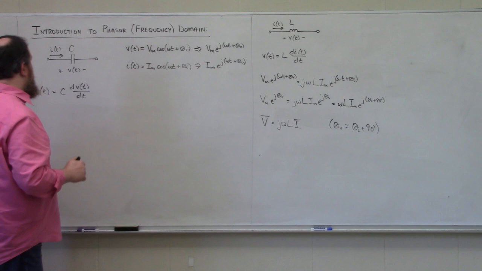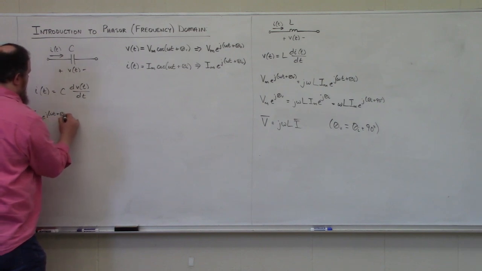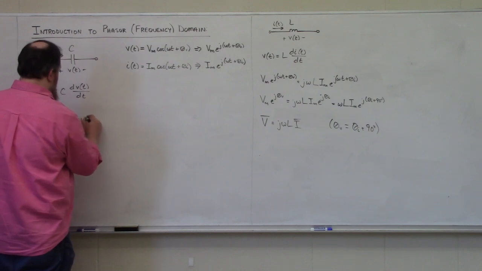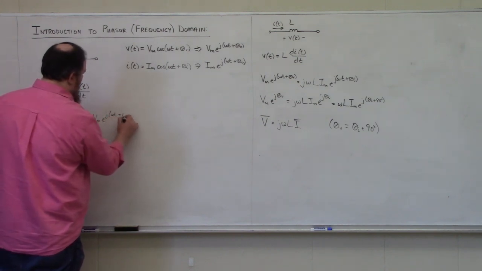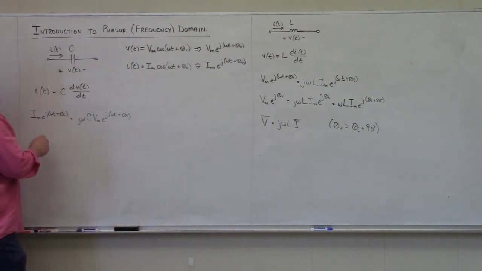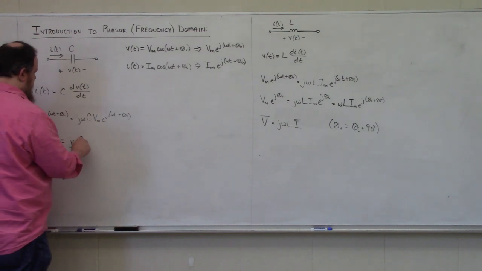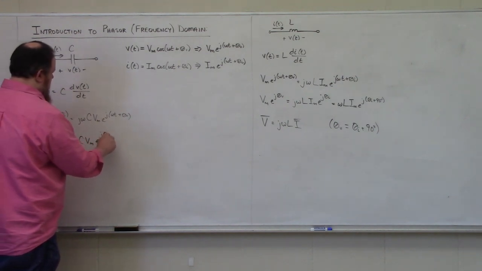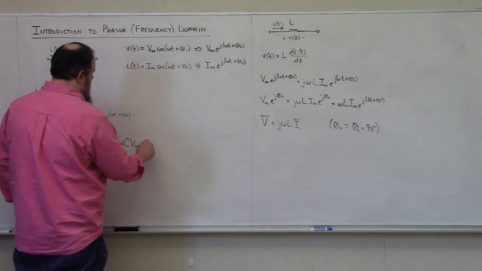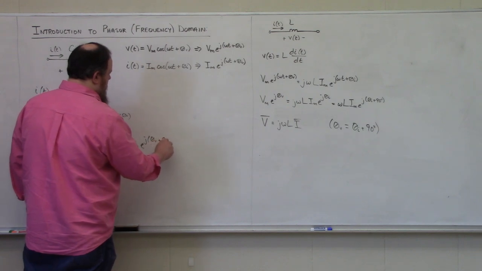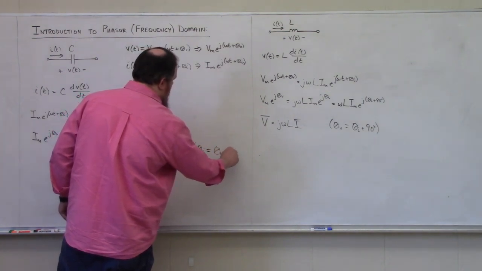If we substitute in our complex domain relationships, we get Im e to the j omega t plus theta I is equal to j omega C Vm e to the j omega t plus theta V. Suppressing our frequency terms gives us Im e to the j theta I is equal to j omega C Vm e to the j theta V. Or, just like we did with our inductor, we could express this as omega C Vm e to the j theta V plus 90 degrees, which lets us know theta I is equal to theta V plus 90 degrees.